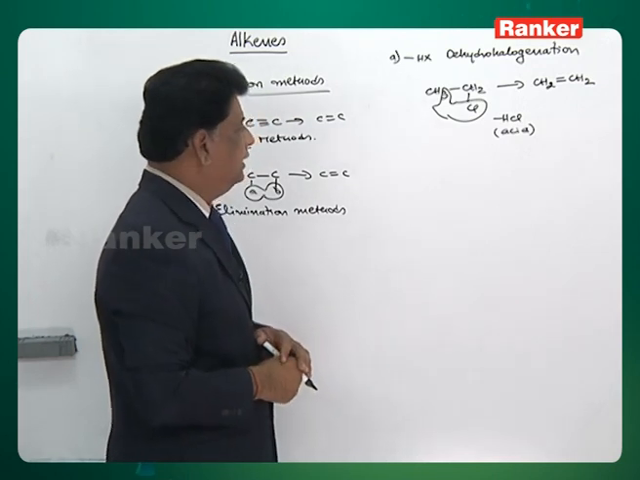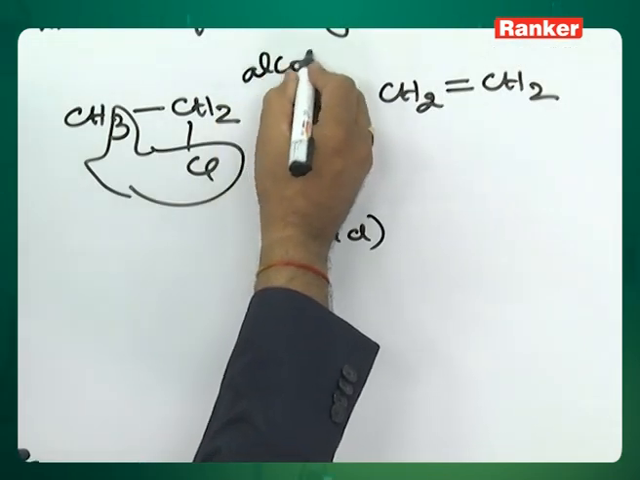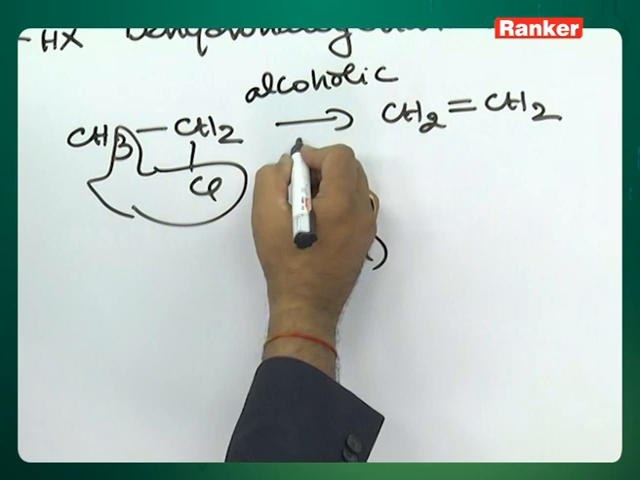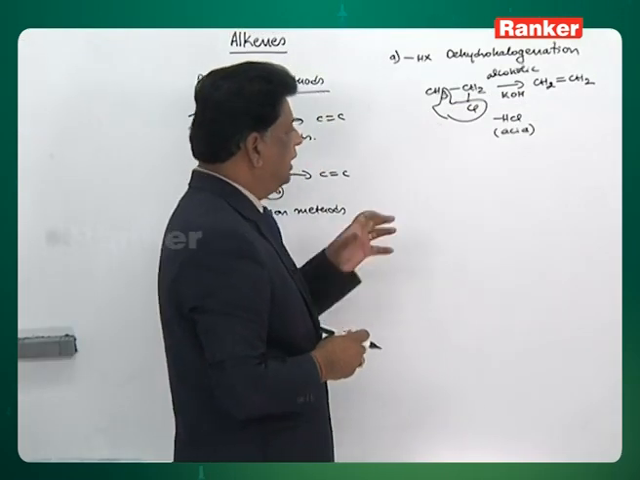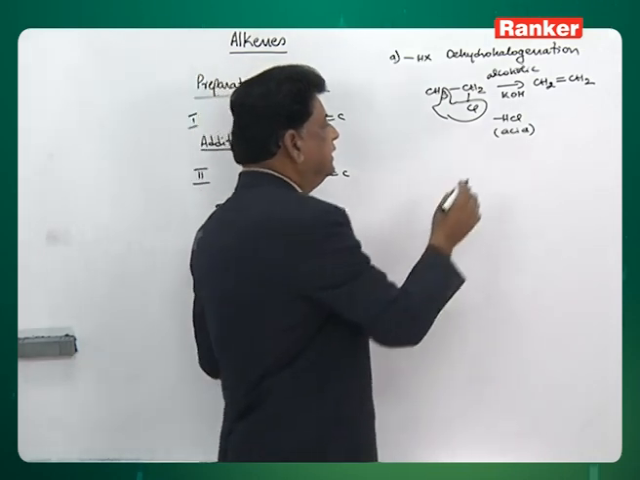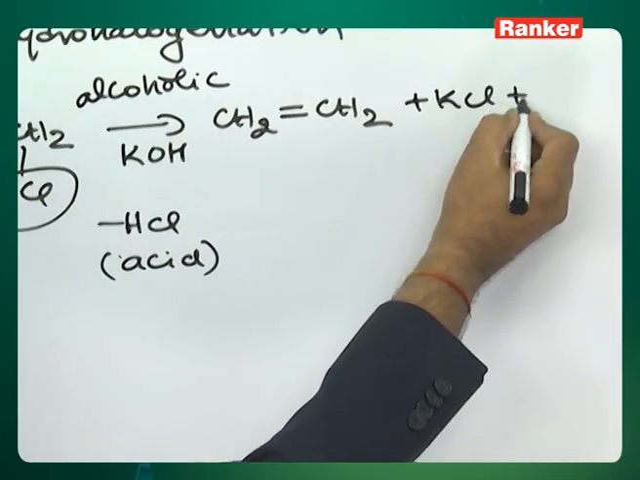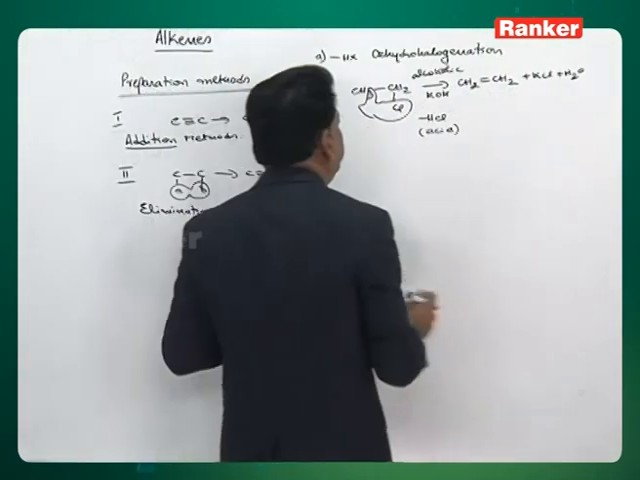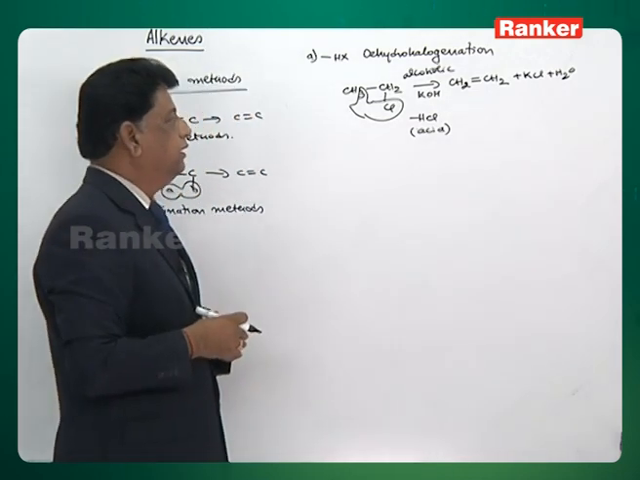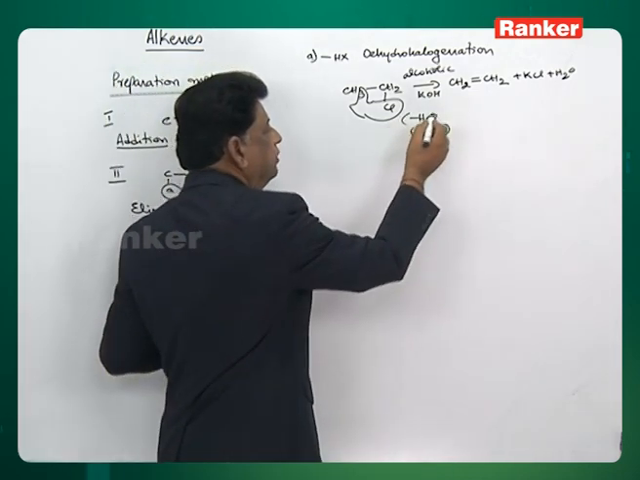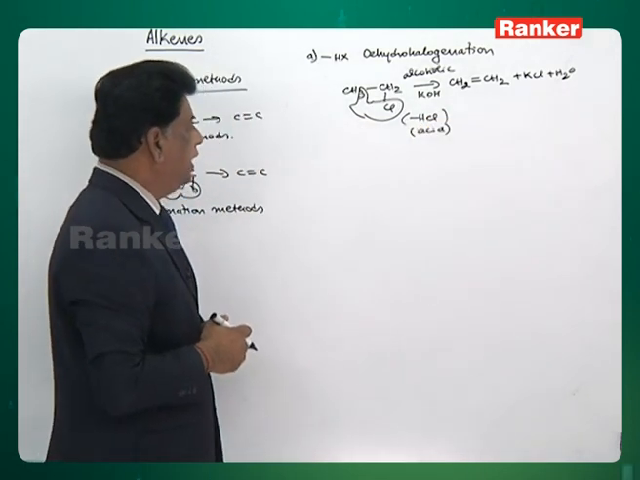In fact, it is alcoholic potassium hydroxide that works for this function. So, alcoholic KOH removes HCl. This HCl reacts with the KOH, forming KCl and water. So, it is a balanced equation now. Ethyl chloride plus KOH gives ethylene, KCl and water. So, what is removed is HCl. Therefore, I call this process dehydrohalogenation, right.